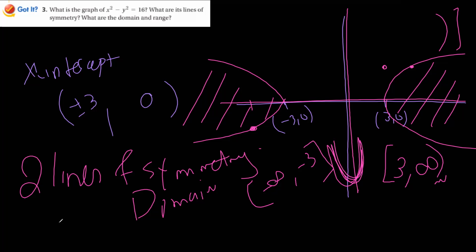Now what about the range? Is there any number that is restricted? No, there's no range restriction. You will say that there's no range restriction. What does it mean? That means all real numbers. Range or domain, it means restrictions. Here there's no restriction on the range.